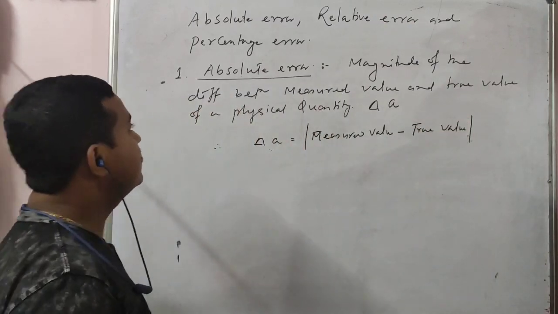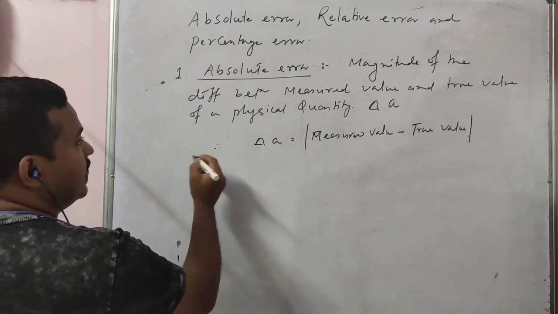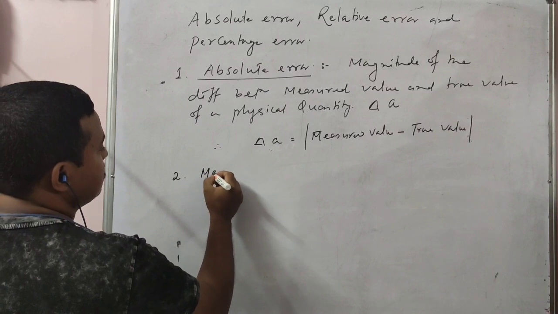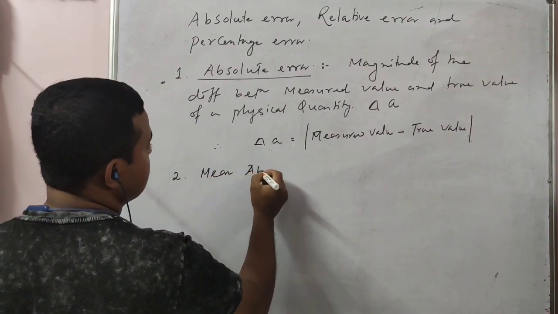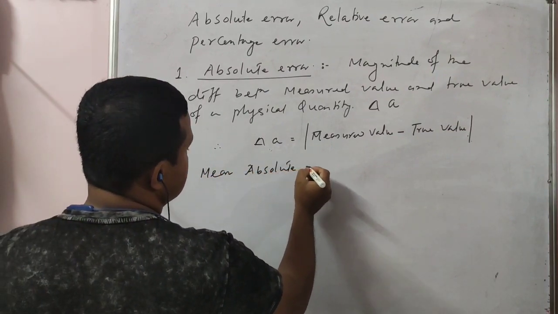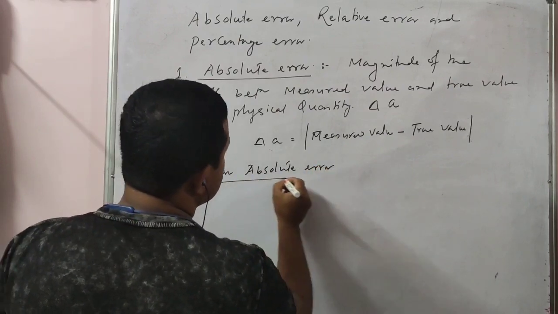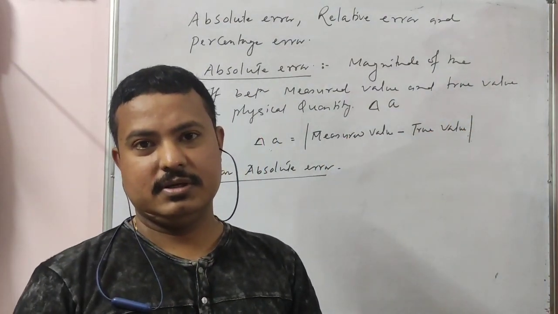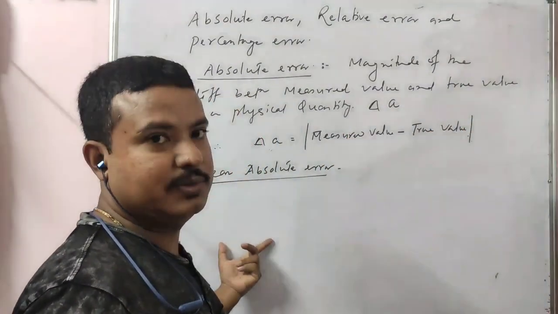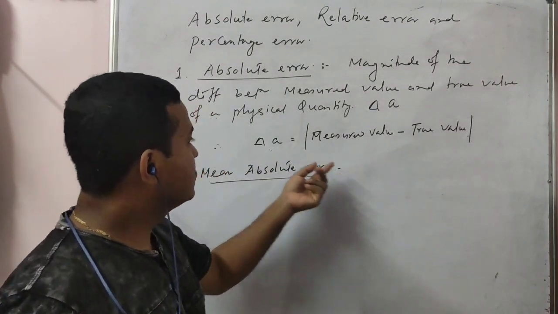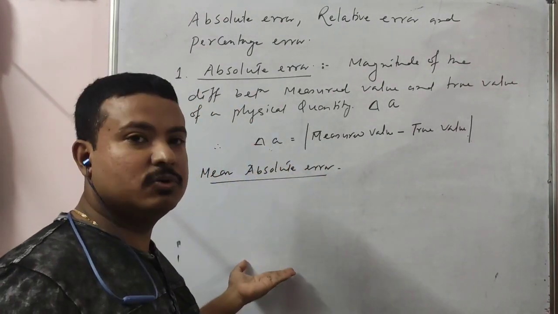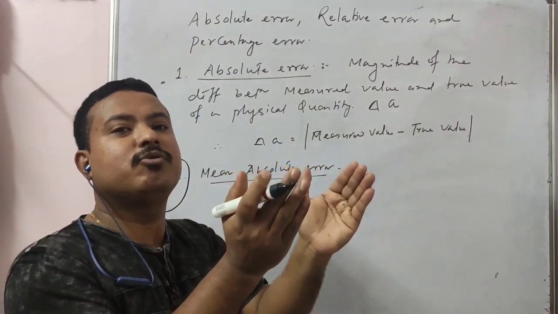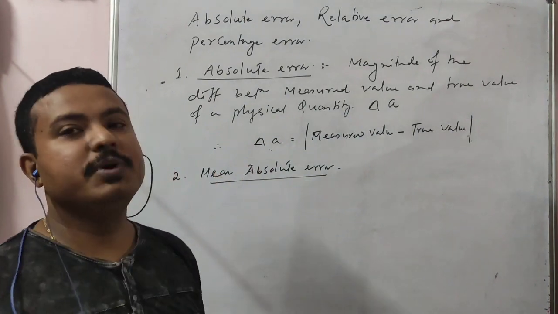So this is called absolute error. Now come to mean absolute error. Mean absolute error means what? If we take the mean of all the absolute errors, that is called mean absolute error. Suppose there are 4 measured values, so there will be 4 absolute errors. Then you take the arithmetic mean of the 4 absolute errors. That gives you the mean absolute error.